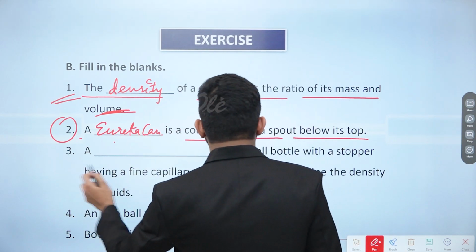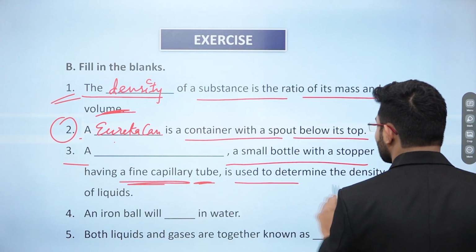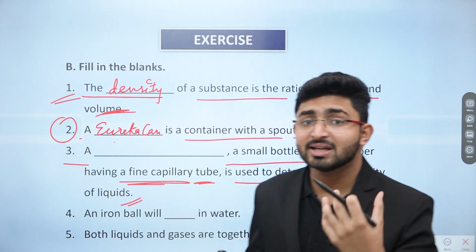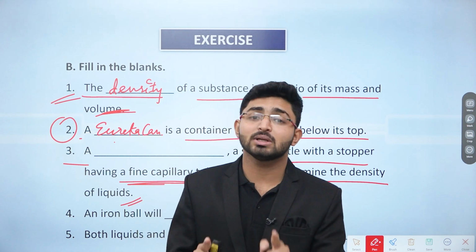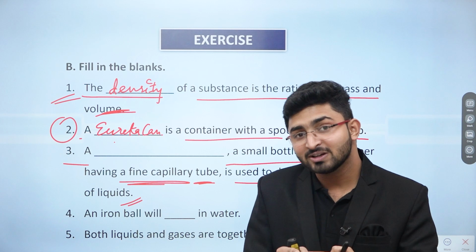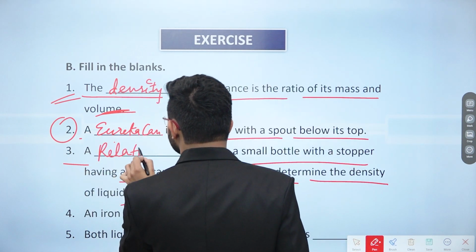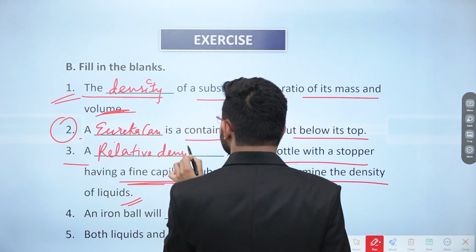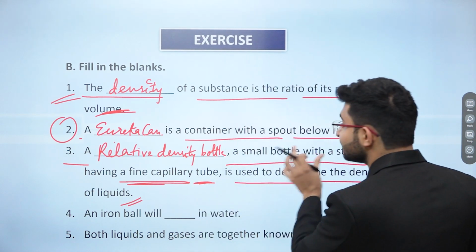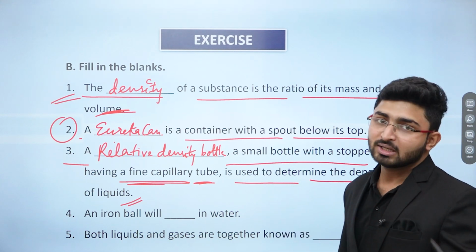The next one says a dash, a small bottle with a stopper having a fine capillary tube, is used to determine the density of liquid. So when we are going to determine the density of liquids, that particular instrument consisting of the capillary tube, what is that instrument known as? That is known as the relative density bottle, right? A relative density bottle. A small bottle with a stopper having a fine capillary tube is used to determine the density of liquids.